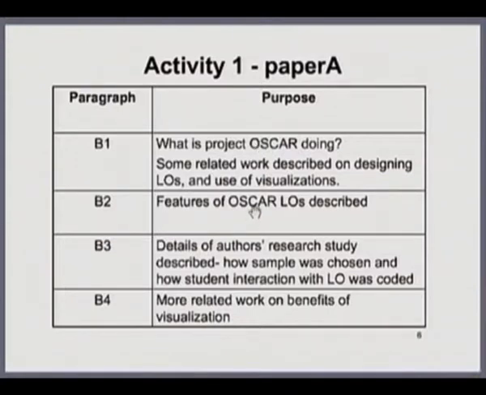B2 is reasonably clear. It says the B2 describes all the features of the learning objects that the authors are using in their study. B3 describes the author's research study, and almost immediately they describe a lot of details of how the sample was chosen and how they determined what kind of interaction students had with the learning object. So I want to point out the sentences. There is a sentence at the top of column 2 in B3.